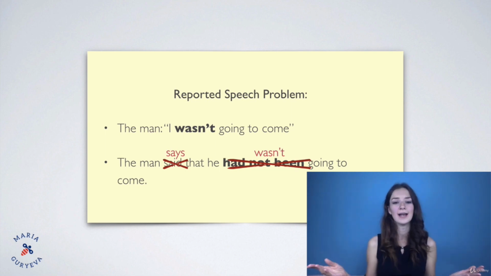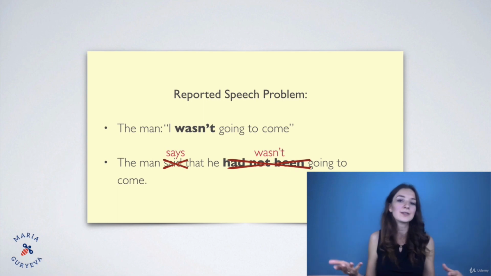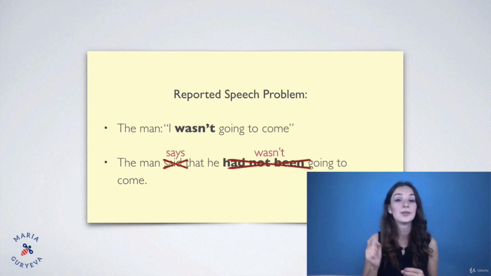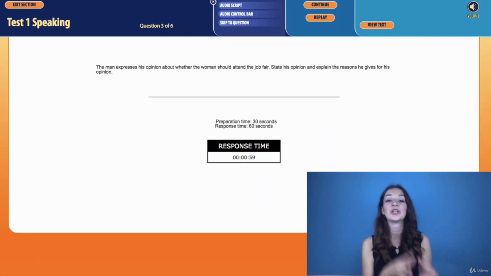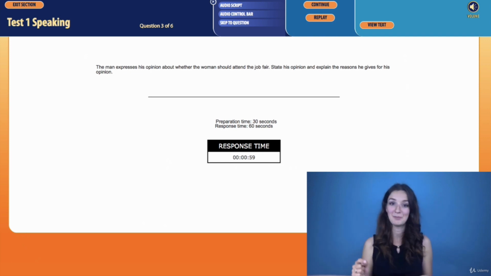So some students would ask, but is it okay to say the man says in present simple? Because we listen to that and then we're going to say that the man said in the past because he said it in the past. So here's what I'm going to show you. Let's have a look at the way the question is phrased. The man expresses his opinion about whether the woman should attend the job fair. State his opinion and explain the reasons he gives for his opinion.